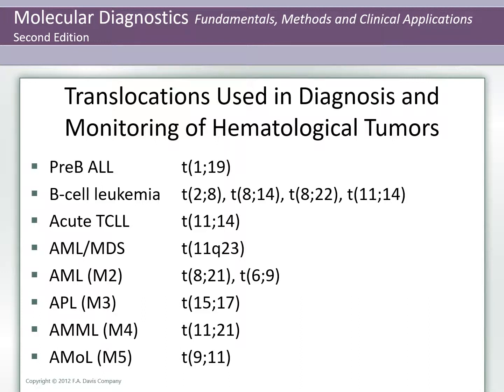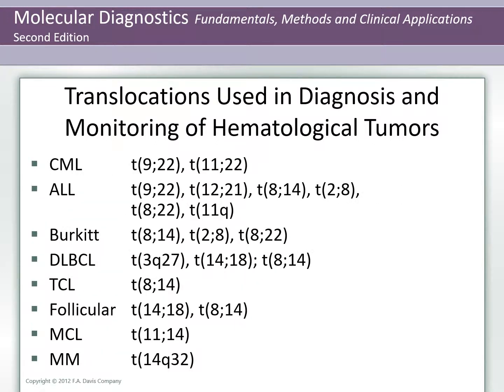Some of the diseases you'll see in the table, although this list is not all-inclusive, include the pre-B acute lymphoblastic leukemia, the B-cell leukemia, acute T lymphocytic leukemia, acute myeloid leukemia, acute promyelocytic leukemia, acute myelomonocytic leukemia, chronic myelogenous leukemia, acute lymphocytic leukemia, Burkitt's lymphoma, diffuse large B-cell lymphoma, T-cell lymphoma, follicular lymphoma, mantle cell lymphoma, and multiple myeloma. Please make sure you take a look at Table 14.7 in your textbook to see the more commonly associated chromosomal mutations.